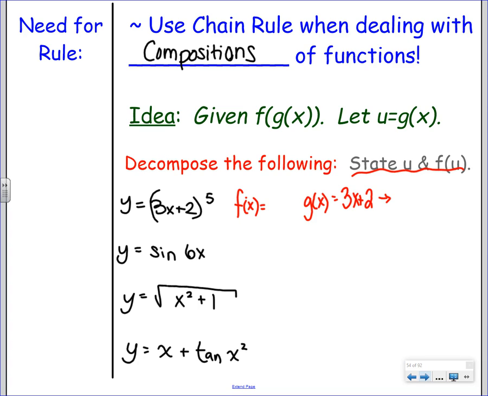The whole on pause is kind of complicated. 3x plus 2 is what got plugged in. But when we go to make f, we say, oh, it was just x to the 5th. It was to the 5th power of the input, the argument of the x. Does that make sense, guys?